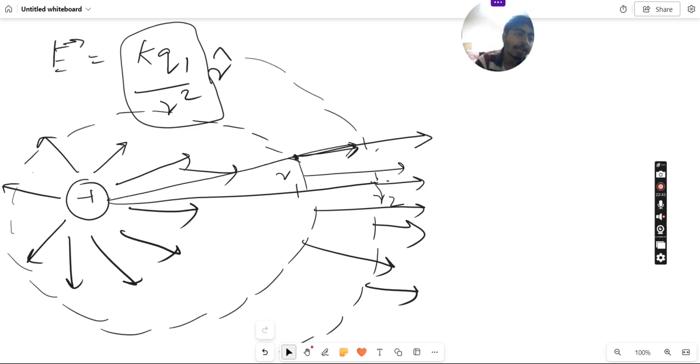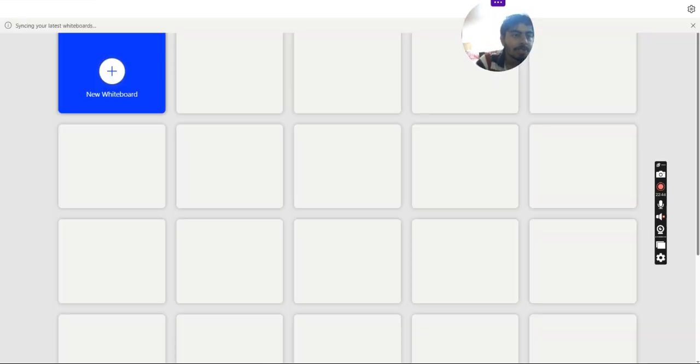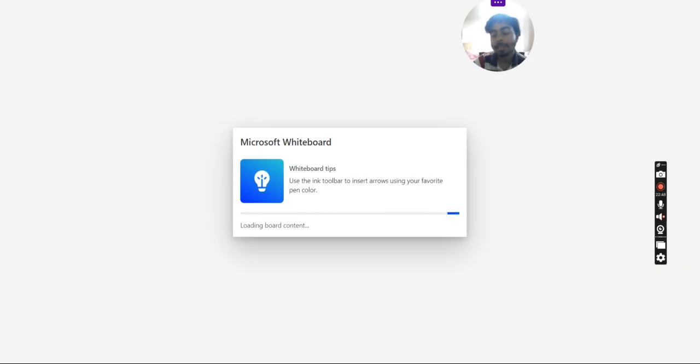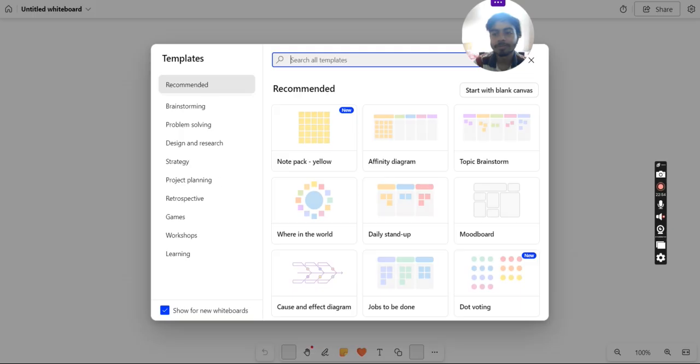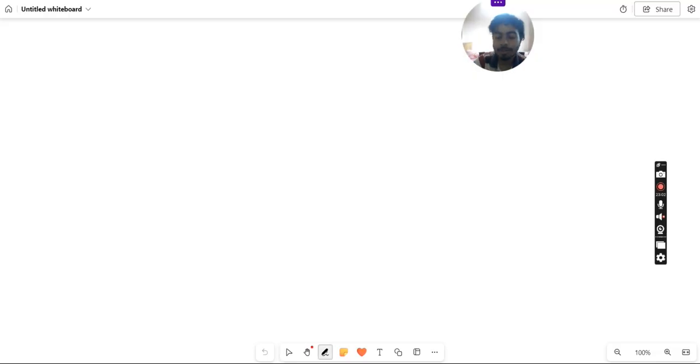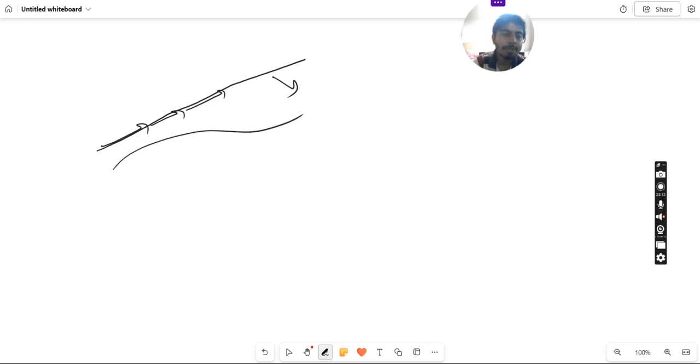So there is another kind of representation, and that's the representation of electric field lines. In electric field lines, all of these vectors can be connected together. There is a vector here, there is a vector here, there is a vector here. Now all of these can be connected together as a single line, and this line is called an electric field line.